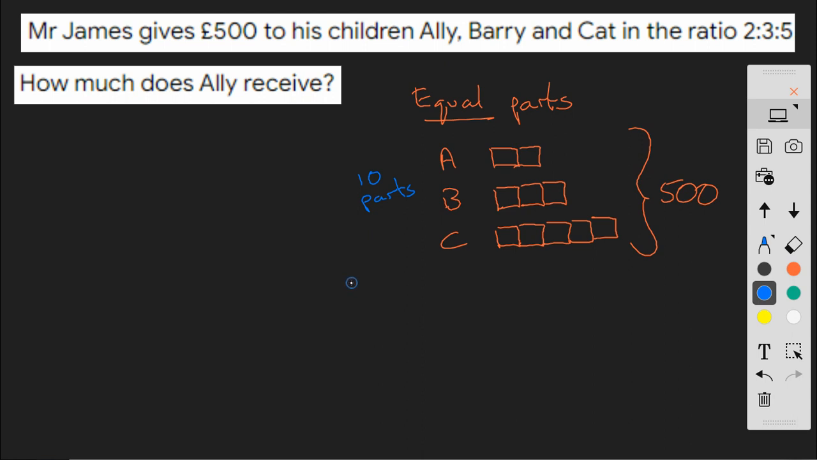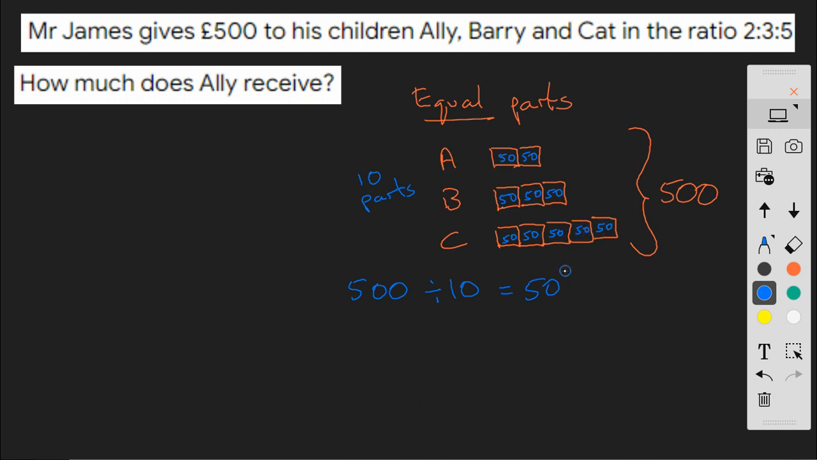So our first step is going to be to find out what one of these 10 parts is. Now that's a division question. We're splitting 500 into 10 parts. 500 divided by 10 is 50. So that's telling me that every one of these parts here is 50 because they are all equal parts.